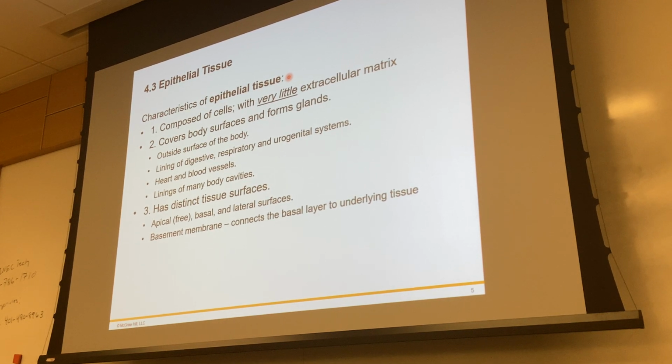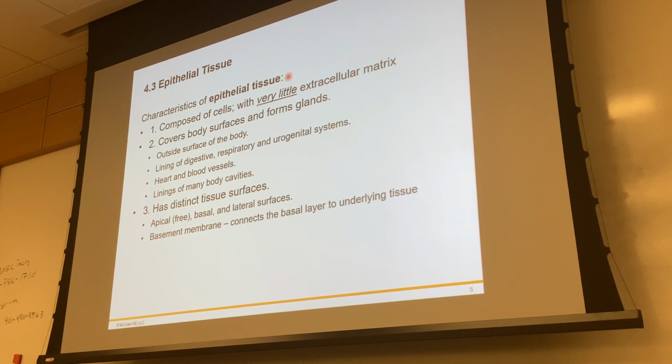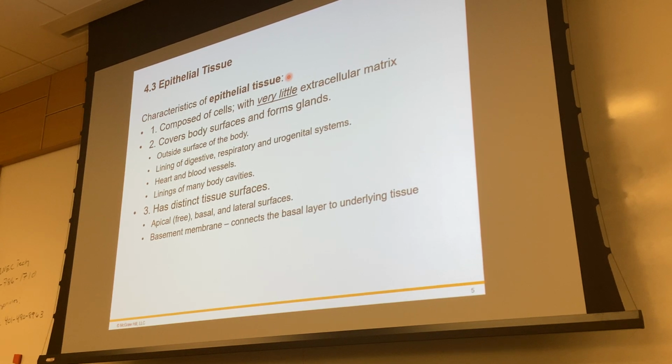There are already things that I haven't mentioned here on my previous slide. Right? So the characteristics of epithelial tissue: very little extracellular matrix. What did I say in my list here? Very little extracellular space. Extracellular is outside. That means, conversely, the cells are tightly packed.